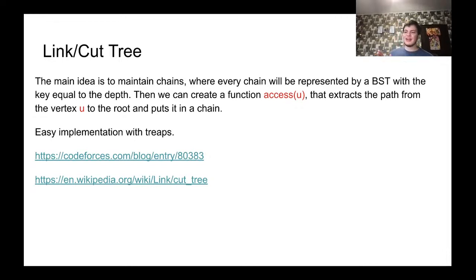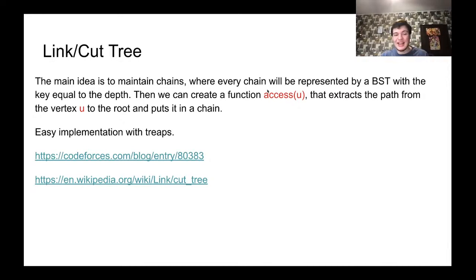As I said, the link-cut tree will represent a forest of different trees. So basically we just have a bunch of small trees. And the main idea is that we have this definition of chains, and every chain is basically just a vertical sequence, or a vertical path of nodes, such that all of them are represented by a binary search tree with a key equal to the depth of the nodes.